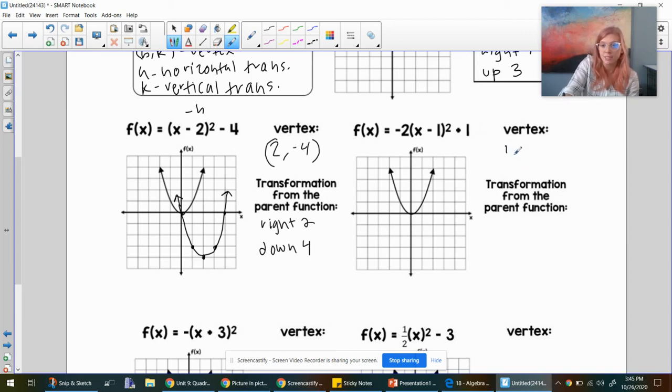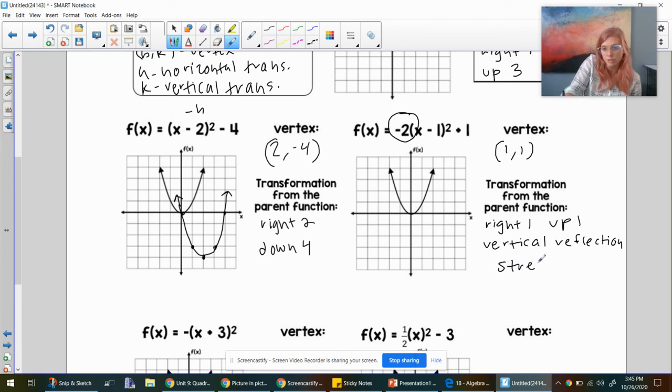Let's do this next one. Here my vertex is positive 1, because we changed the sign of the h. So we know that their transformations are right 1, up 1. Then I need to look at this negative 2. Well, it's negative, so it's going to be a vertical reflection. And it's a 2, so we know it's going to stretch. This is all of the information I'm going to ask you for on today's assignment, but I'm going to show you how I would graph it.